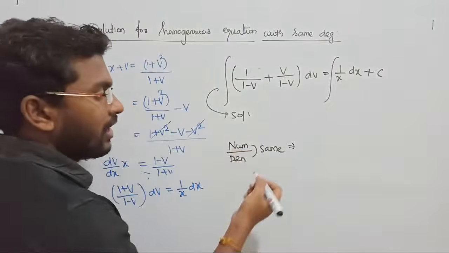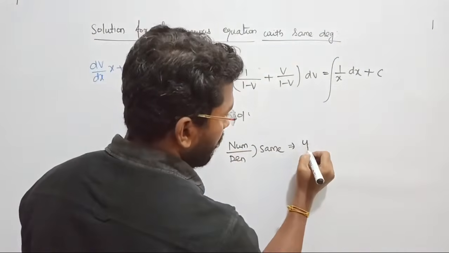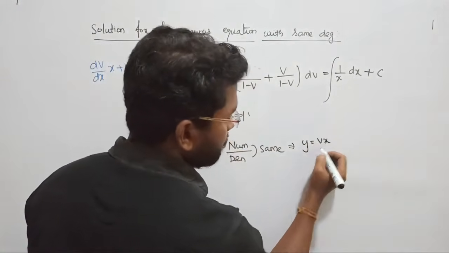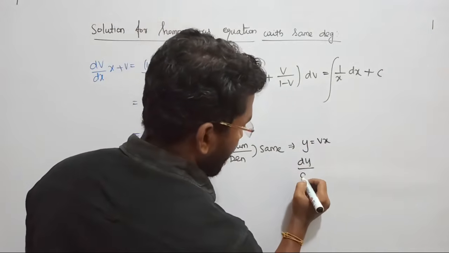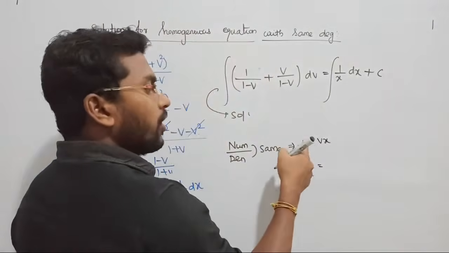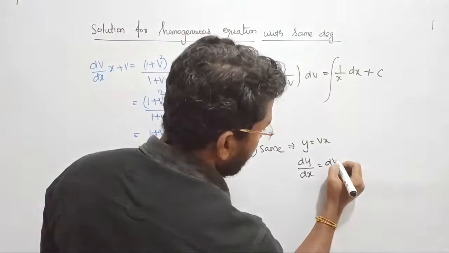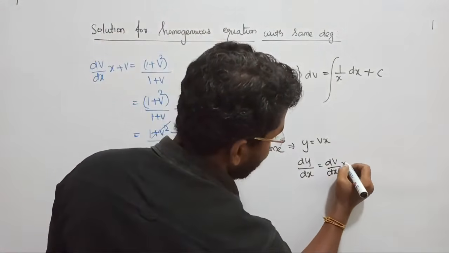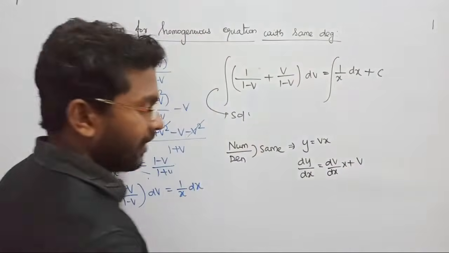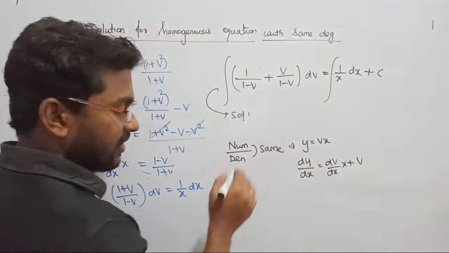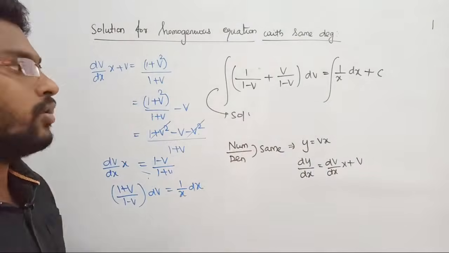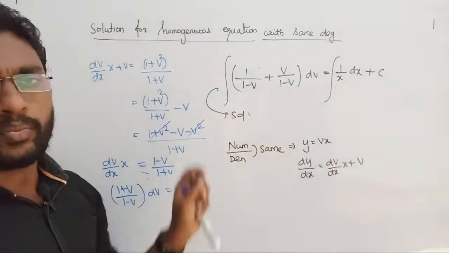From here you will have to collect. What do you do? Step number 1, replace y by vx and dy by dx. You replace these two. In place of y, vx; and in place of dy by dx, what do you substitute? dv by dx into x plus v. Clear? Substitute these two and you will get the answer. Finally you will come to know. They will also give even simpler equations than this.